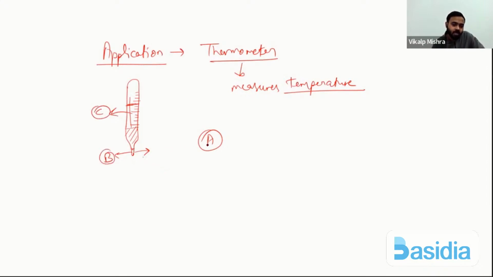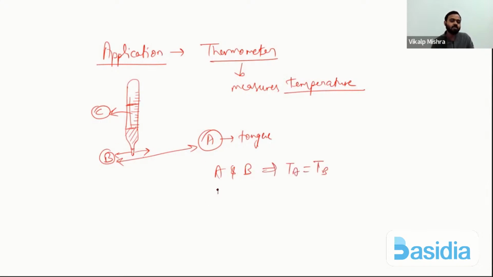This front part and your tongue will be in thermal equilibrium. When your tongue is in contact with this front part of the thermometer, these two will be in thermal equilibrium. After that, B and C, that front part and the fluid filled in the thermometer, both will be in thermal equilibrium after some time. So whatever temperature this fluid shows, we can say that temperature is the same as our body. So A and B are in thermal equilibrium, that means we can say TA equals TB.